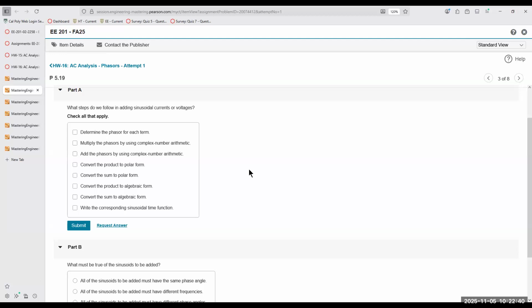Okay, so sometimes, actually, you know what? I might end up confusing myself. I might have to look at the answer. The sum could be in algebraic or polar form because modern calculators can do so nowadays. So I want to say that should be a yes. Okay, that should be a yes. And then after that is convert the product to algebraic form. There's no product, so there shouldn't be conversion of the product to algebraic form. Second to last is convert the sum to algebraic form. And I want to say that should be a no. And lastly is write the corresponding sinusoidal time function. So that should be a yes.